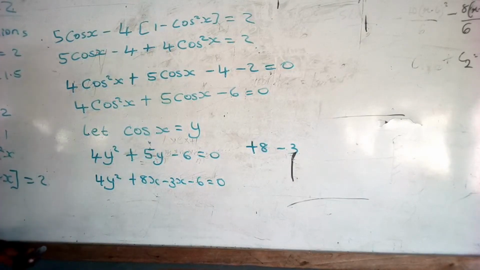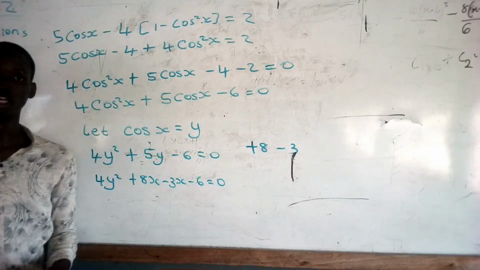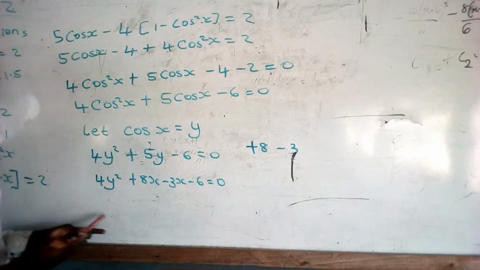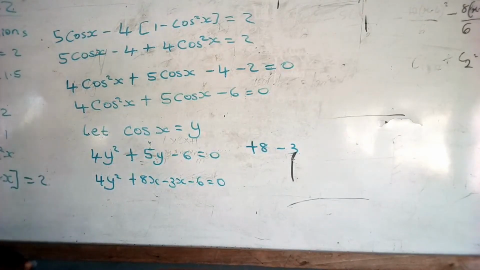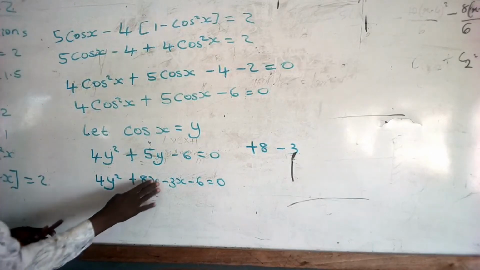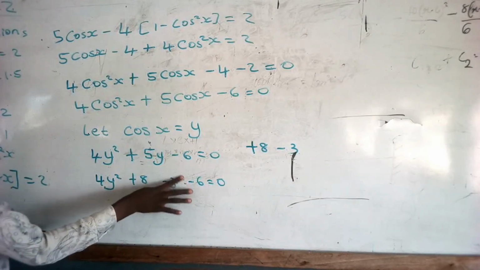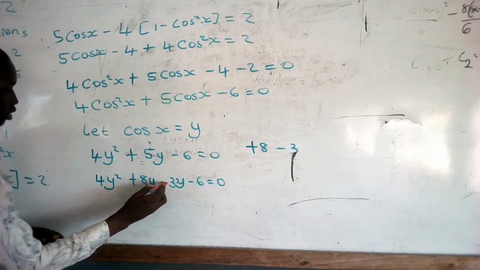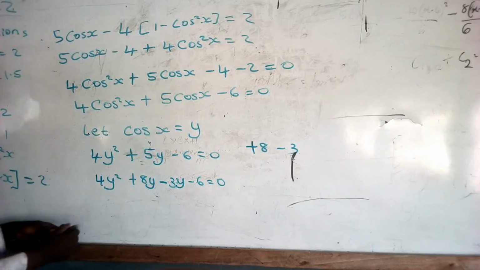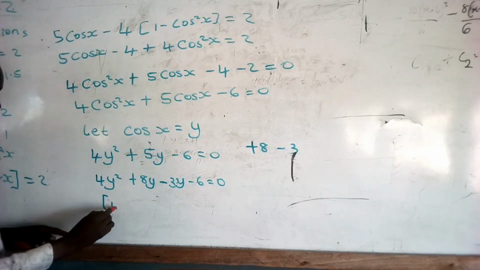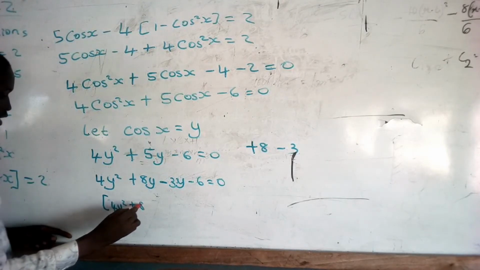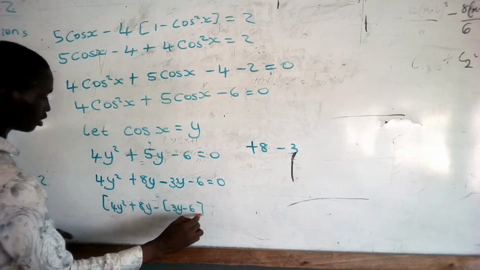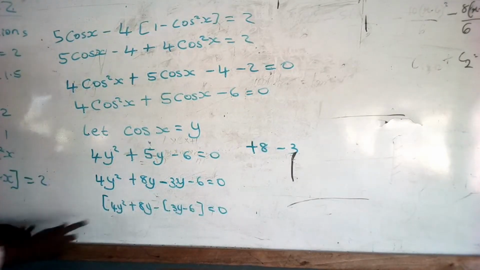Okay, and I'm going to show you also how to use the almighty formula too, but in this place we're going to talk about the factorization of the quadratic equation. So yeah, now we have this. Sorry, please, I put y minus here. Okay. So now, what I'm going to do here is bracket 4y squared plus 8y, and bracket 3y minus 6 equals 0. Now, what do I find common here?